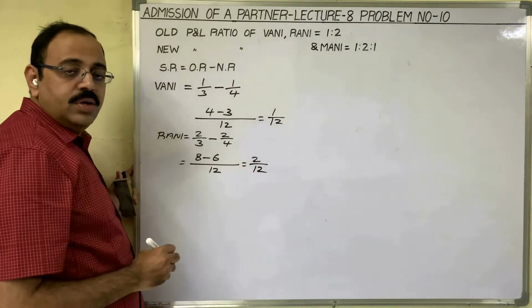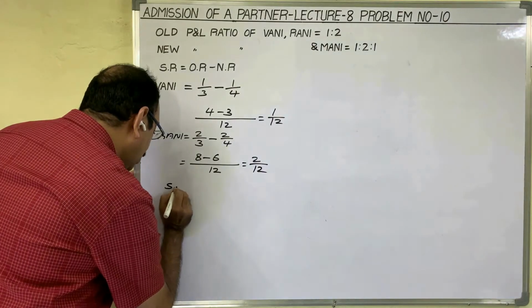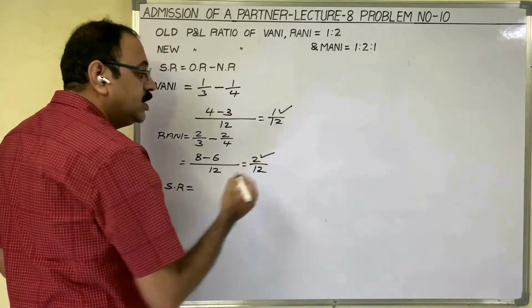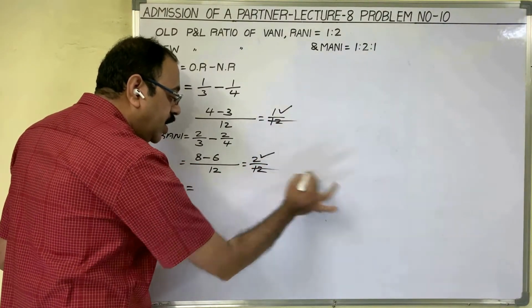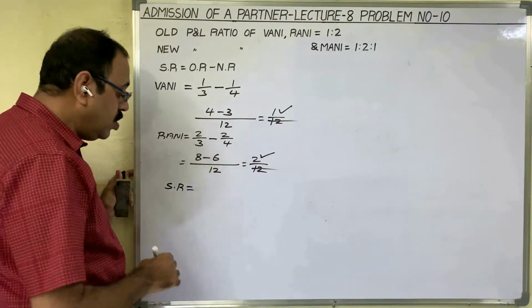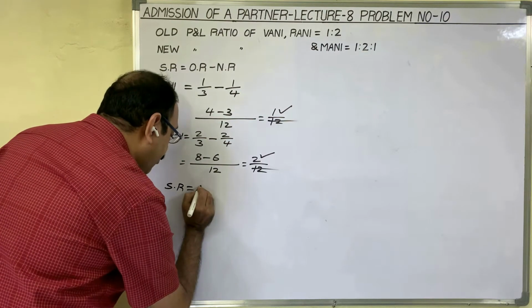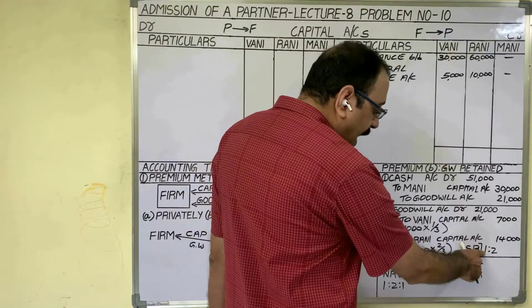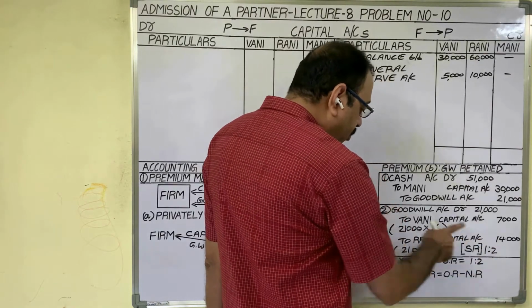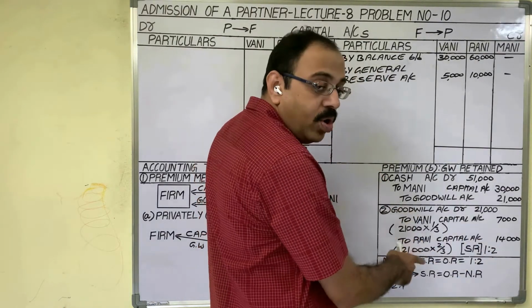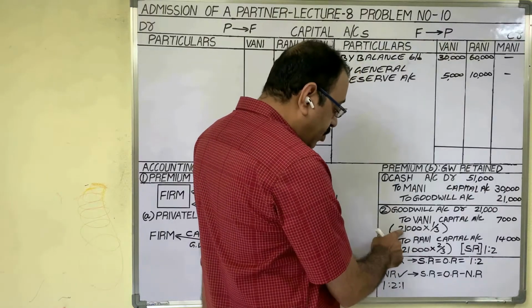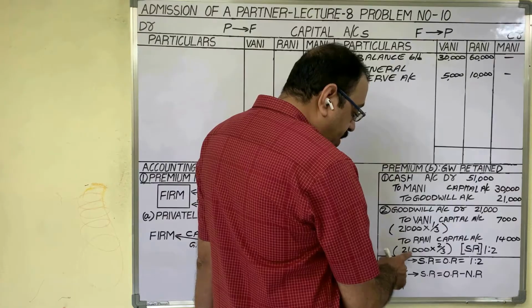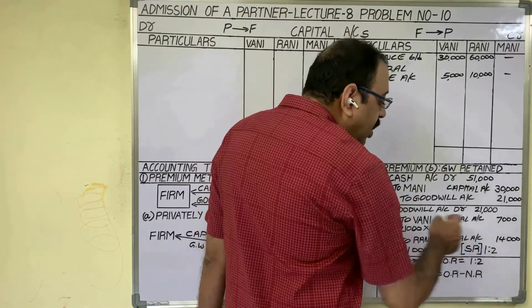2/12. For sacrificing ratio, we should consider only numerators. We should not consider denominators. So, sacrificing ratio of Vani and Rani is 1:2. In sacrificing ratio 1:2, we have to distribute the goodwill amount to old partners' capital accounts. 21,000 into 1/3, 7,000. 21,000 into 2/3, 14,000.